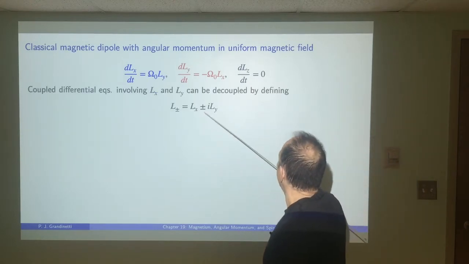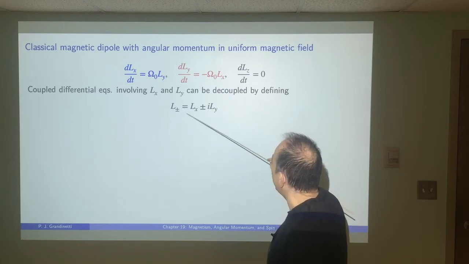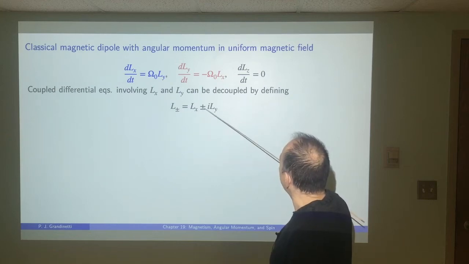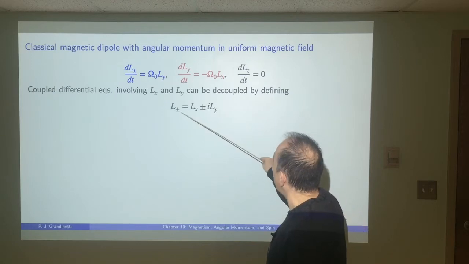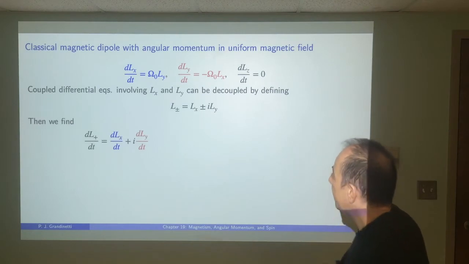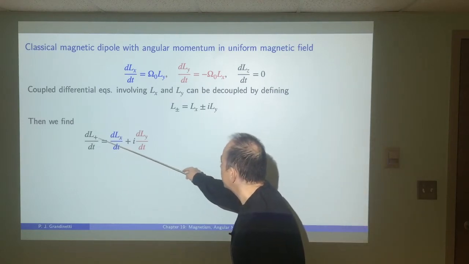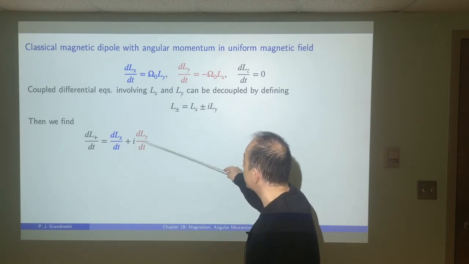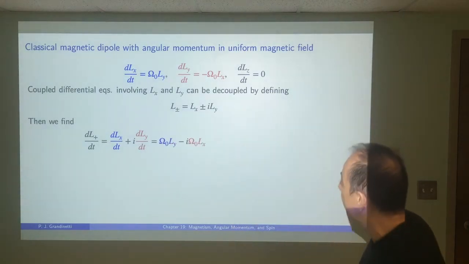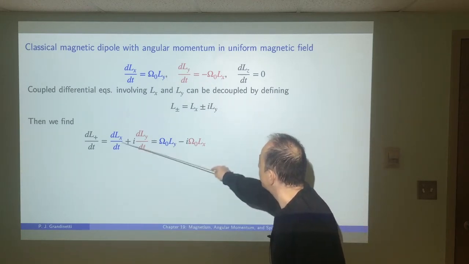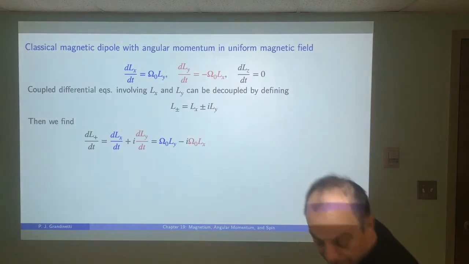So to solve these, I'm going to do a little trick. I'm going to define the L plus and L minus angular momenta components as complex quantities, where L plus is Lx plus i Ly, and L minus is Lx minus i Ly. By defining these, I can write down that the derivative of L plus is the derivative of the x component plus i times the derivative of the y component. And then using these two expressions up here, I can substitute them here, and I get this expression.